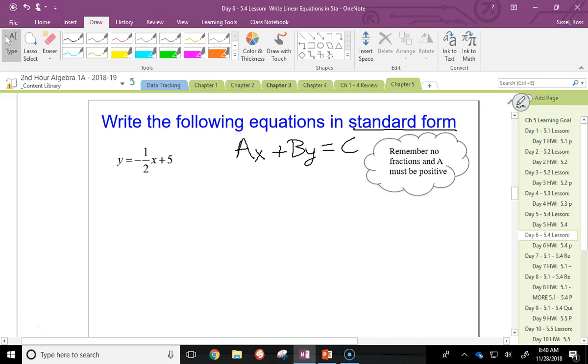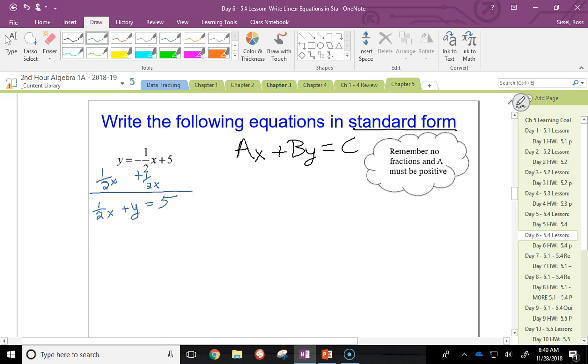What is the first step we should go ahead and try to do? Alex? Good. Let's put the x and y on the same side. So I'm going to add half an x. So now I have positive half x. I want to put my x first. Plus y equals 5.